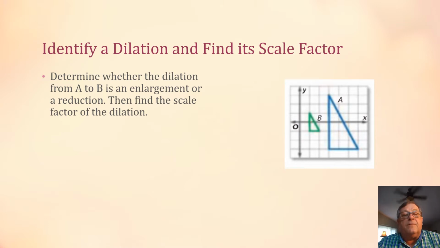All right, we got the same set of instructions. We're identifying a dilation. We're going to find its scale factor. We got A to B, and of course right here is A. This is B. And again, I'm told it's a dilation, so I'm not having to prove every side. So I know that they are similar triangles by the fact that I'm told that it's a dilation. And once again, on visual inspection, I can see that B is obviously smaller than A, so it is a reduction.